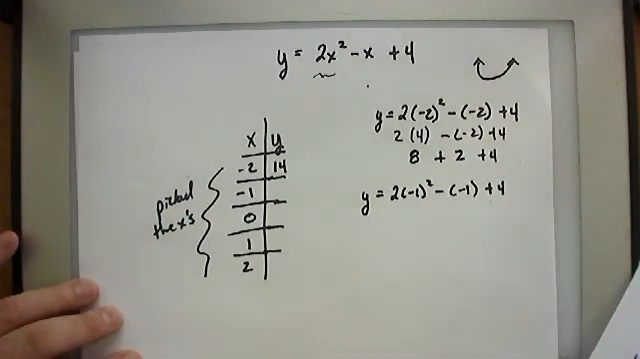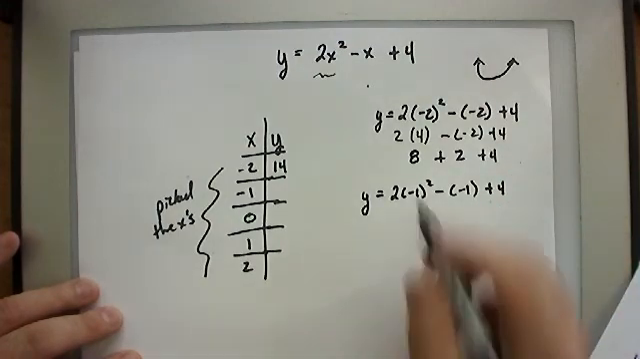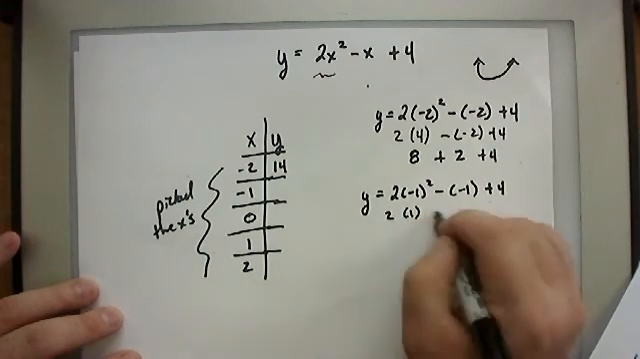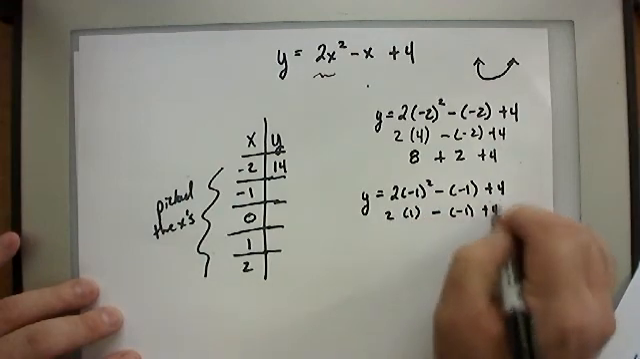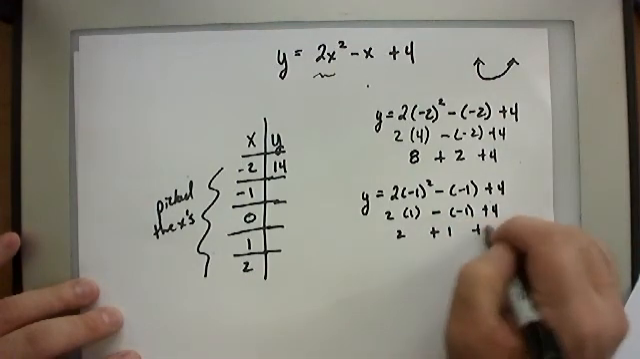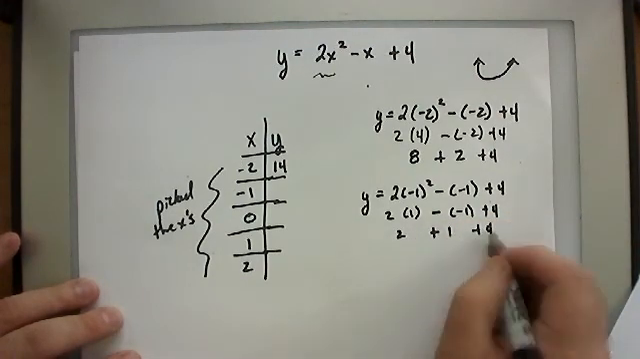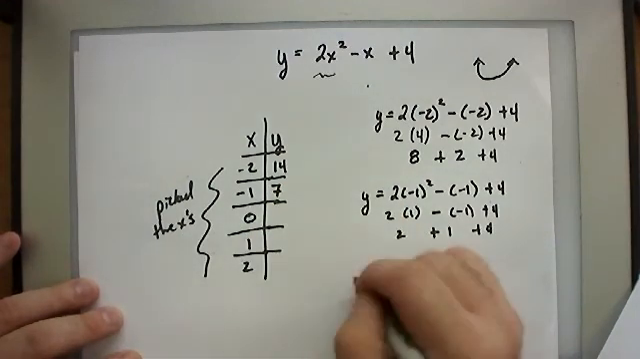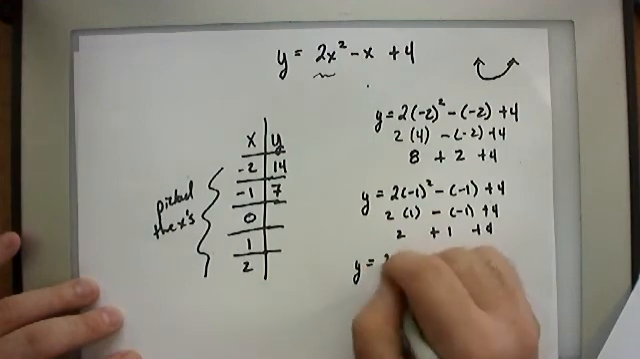I wouldn't encourage you to do them in your head on the test, obviously. Exponents first, so -1 squared, that's 1. And then everything else just comes down. 2 times 1 is 2. Negative and negative is +1 plus 4. 2 plus 1 is 3, plus 4, that's 7, okay? Now 0, and that's all we're doing here.